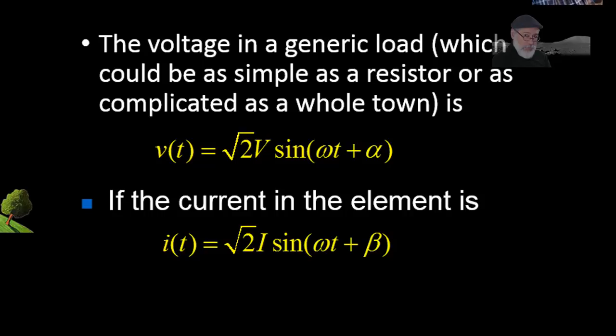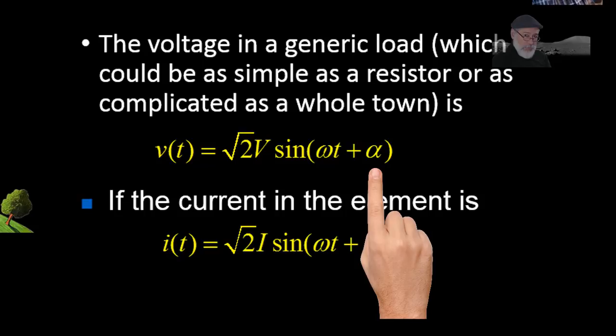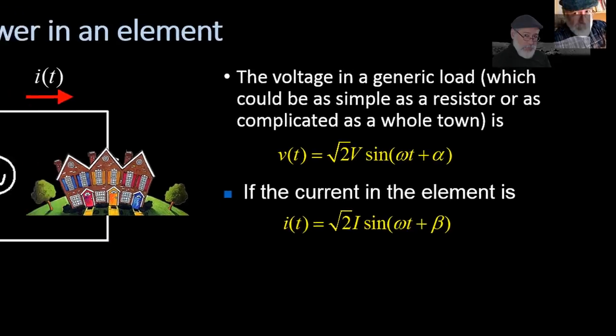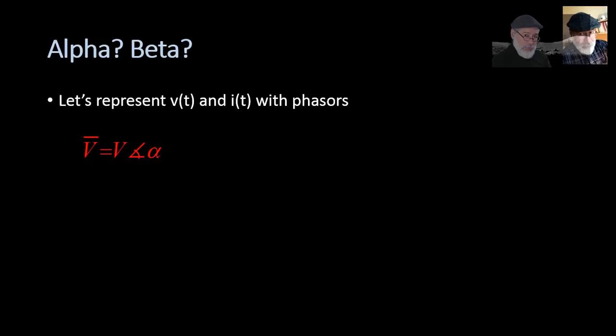Please observe that the phase of the voltage is identified with the lowercase Greek letter alpha and will always be alpha in these videos. And the phase of the current is beta, and will always be beta. Let's visualize alpha and beta because they are very important. Allow me to represent the voltage, the function of time v(t), and the current with phasors. There you go. V∠α and I∠β.